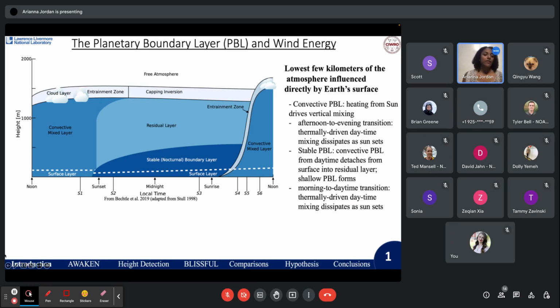And during the day, heat from the sun causes turbulent mixing in the boundary layer. That's why during the day we call it the convective boundary layer or convective mixed layer. But as the sun sets, that mixing begins to subside a bit, and that leads to a stable nocturnal boundary layer. The previous day's convective mixing becomes detached from the surface and turns into the residual layer. Then when the sun rises again, the stable layer shifts into the entrainment zone, the mixing starts again from the sun, and the cycle starts over.